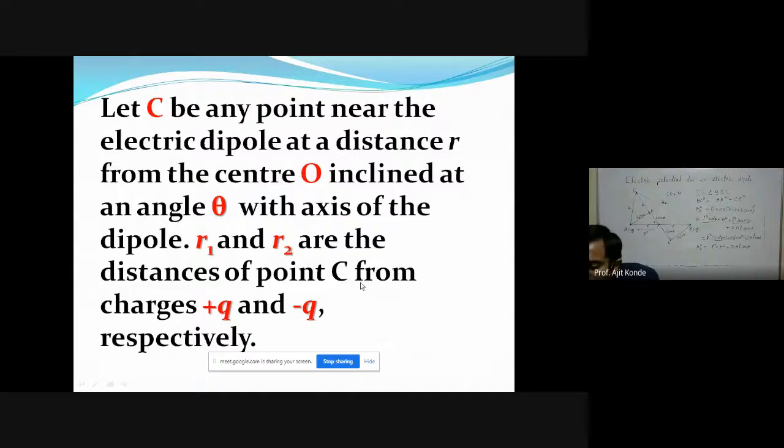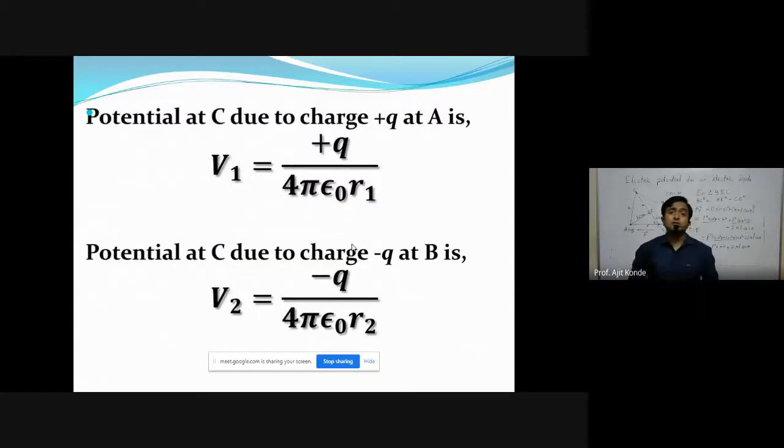Let C be any point near the electric dipole at distance r from the center O, inclined at an angle theta with the axis of the dipole. r1 and r2 are the distances of point C from charges plus q and minus q respectively. I have given this explanation for your notes making. The explanation I have given here will help you a lot in preparing notes. I have told you the explanation before, but this derivation will be very useful for you.